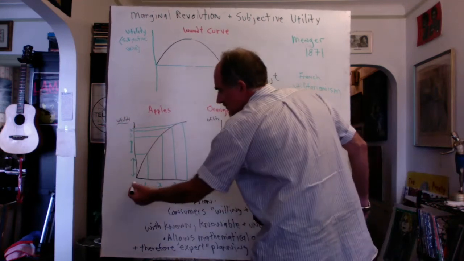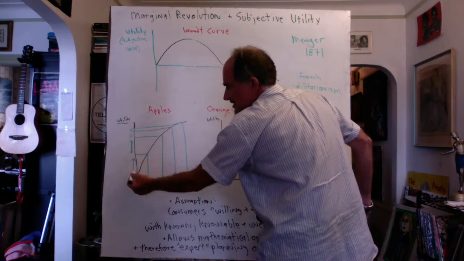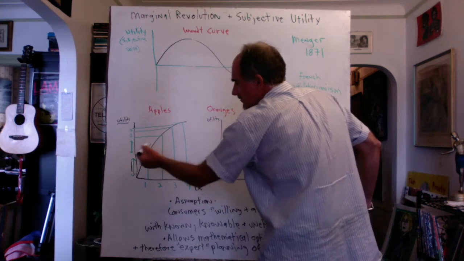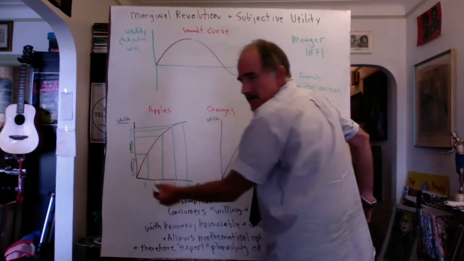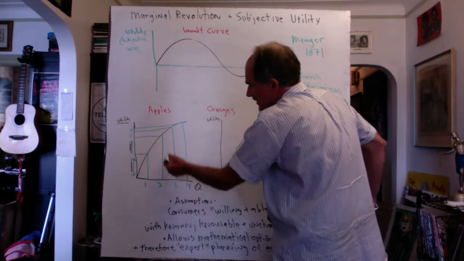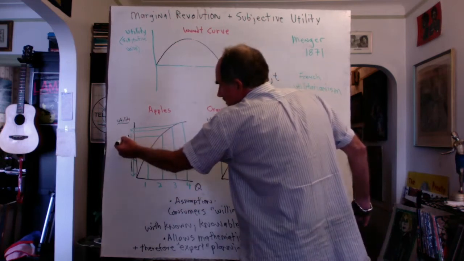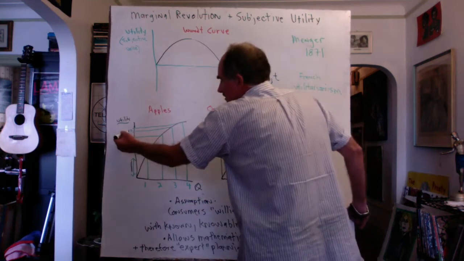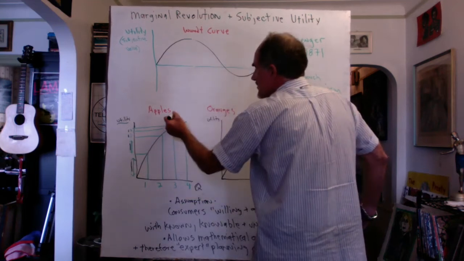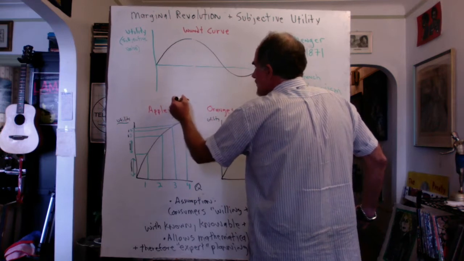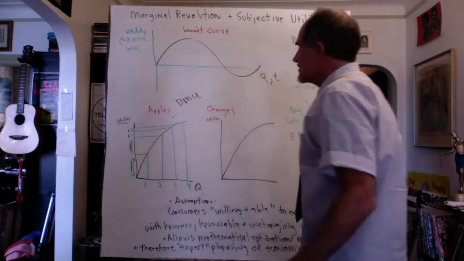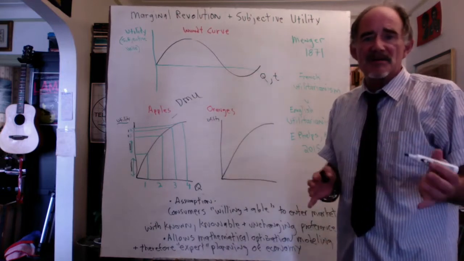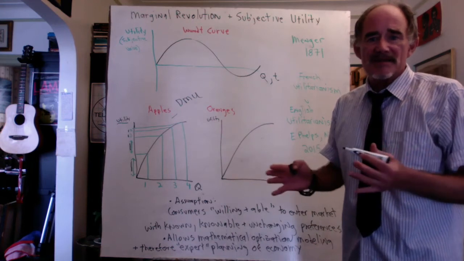The first apple you have will bring you this much utility. The next apple you have will bring you a little bit less utility. The next apple will bring you a little bit less utility. And the fourth apple you have will bring you even less utility. So this concept is known as diminishing marginal utility. People think at the margin. They're trading off incremental decisions hundreds of times a day.